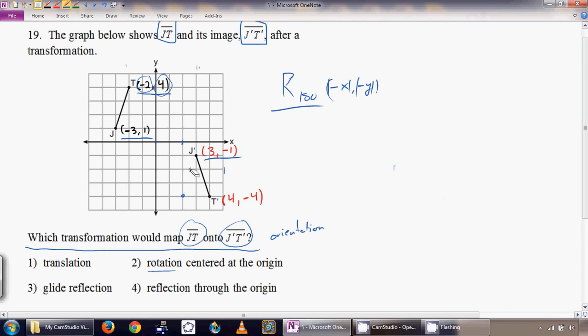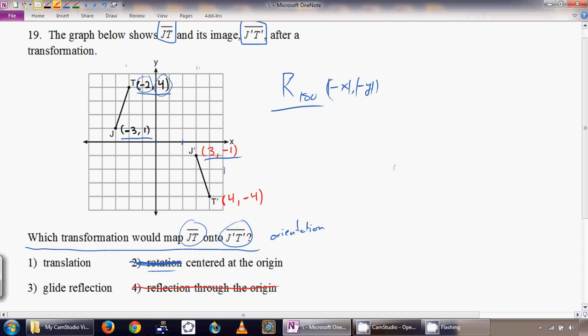But unfortunately for us, or fortunately, it doesn't. So I know this isn't a rotation. It's not a rotation. Now that we got that trap out of the way, is this a reflection? No, it's not. It's not simply a reflection.